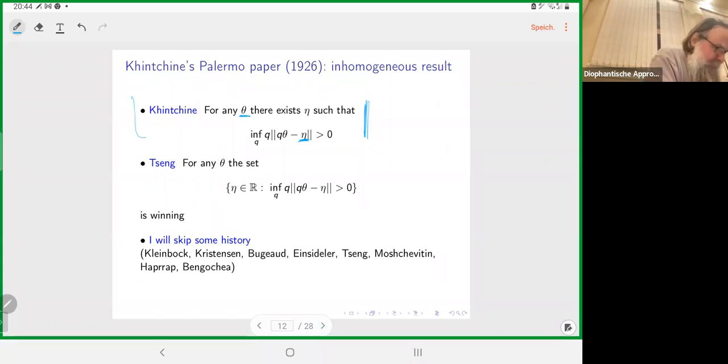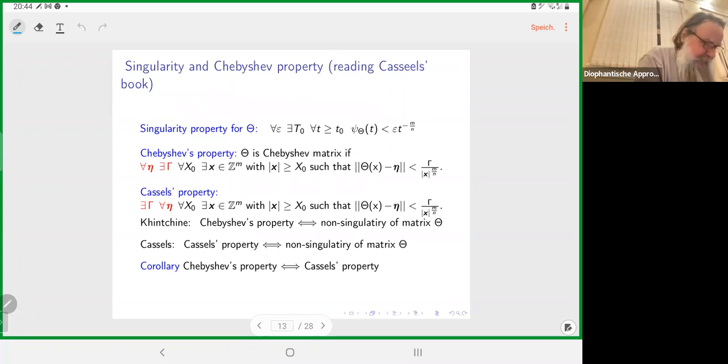So what is the multidimensional version of this theorem? It is interesting because Khintchine himself stated it in such a way. So this is one of the possible generalizations. But there is an interesting story related to this generalization. If we look at Khintchine's paper, we will see that he proved something like this.